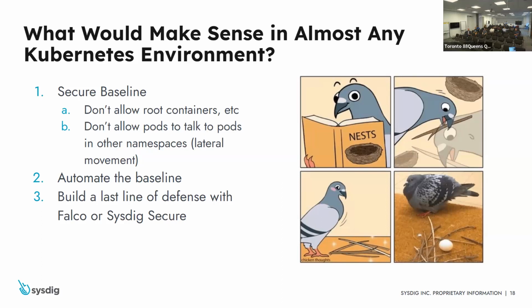And then once we've done those things, we probably want to automate it, right? Let's make sure that that is done by default. So if you create a new namespace, let's make sure you can't run root containers in it. Let's make sure that you have a network policy in it, and let's automate that.